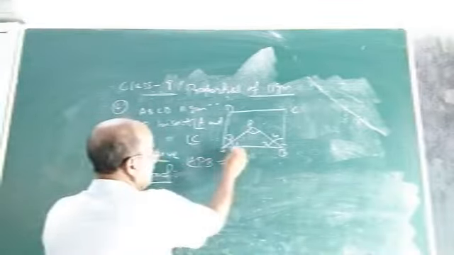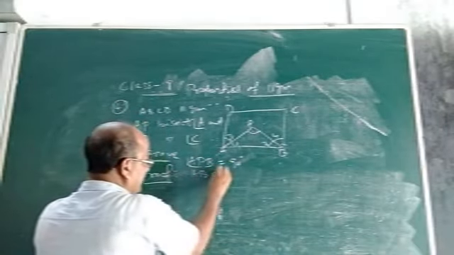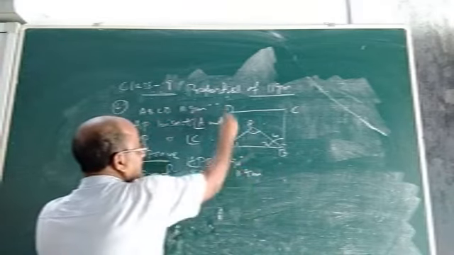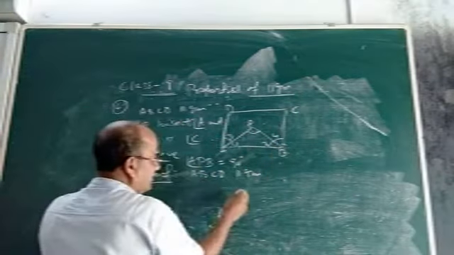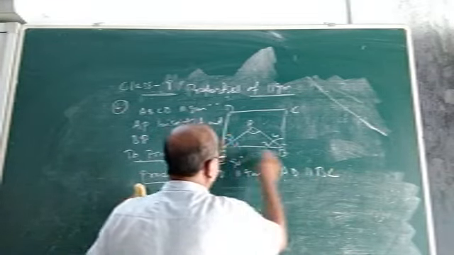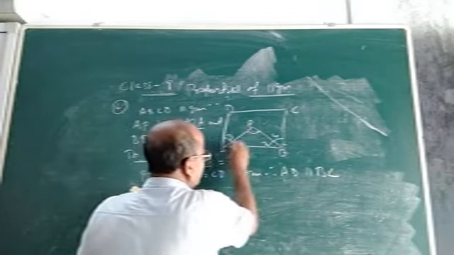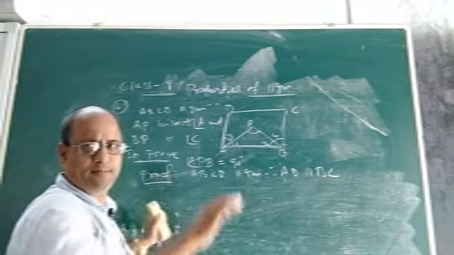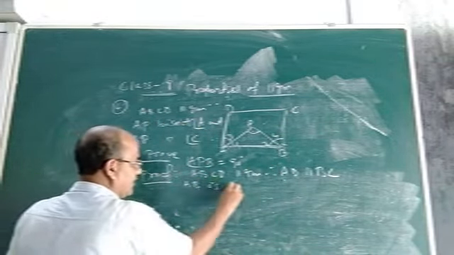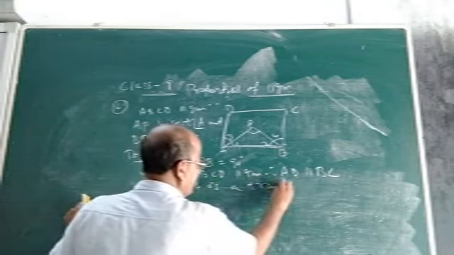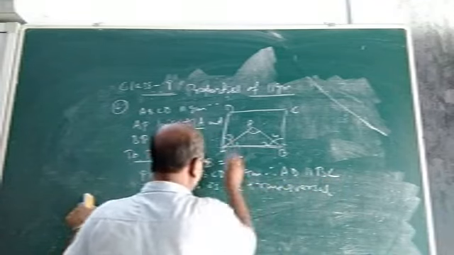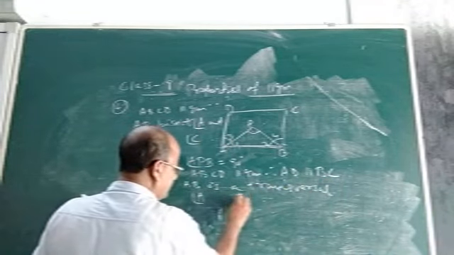See children, in this figure we are given ABCD is a parallelogram. If ABCD is a parallelogram, what about AD and BC? Therefore, clearly AD is parallel to BC. If AD and BC are parallel, what is AB then? AB is a transversal. Now if AB is a transversal, then what about angle A and angle B?